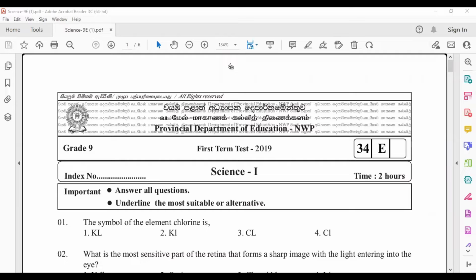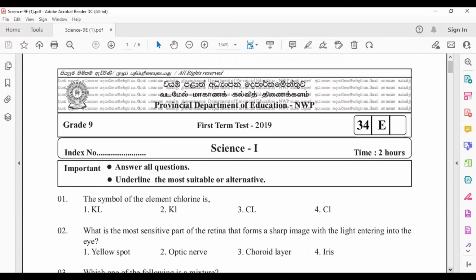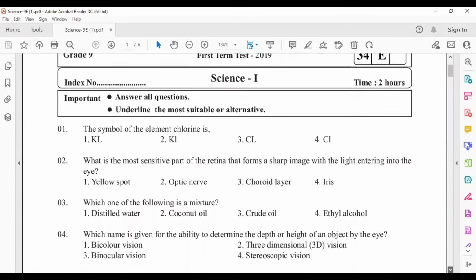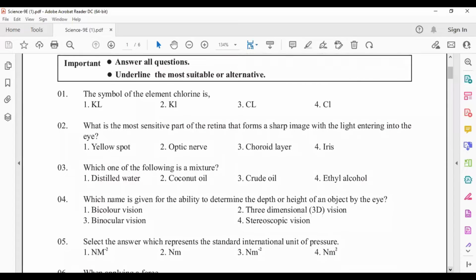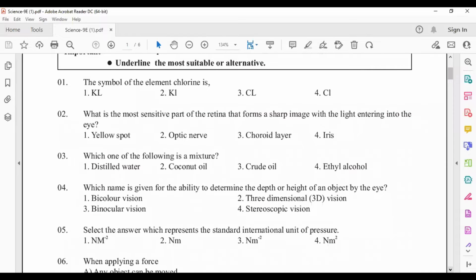Today in this video, I am going to explain the answers for the Northwestern Province 2019 Grade 9 paper. First of all, we will do part 1 of this paper. First MCQ question: the symbol of the element chlorine is answer number 4, capital C and small l.